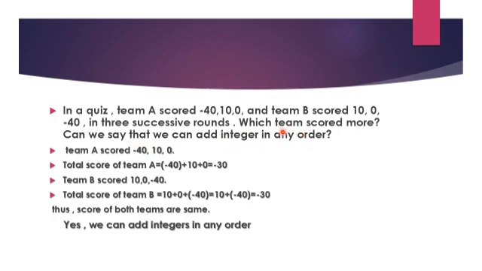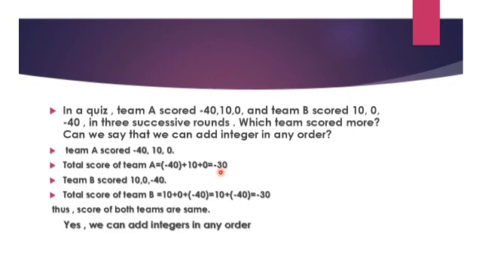The first question, which team scored more? Team A scored -40, 10, 0 in their 3 successive rounds. How can we find their total? We add their scores. Total score of Team A is -40 plus 10 plus 0. -40 plus 10, negative and positive. We subtract the numbers and put the sign of the bigger number. 40 minus 10 is 30 and the sign of the bigger number is negative. We get the answer as -30.